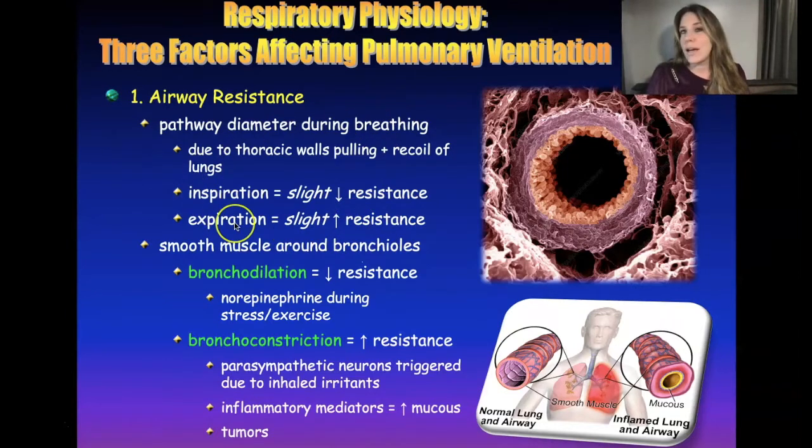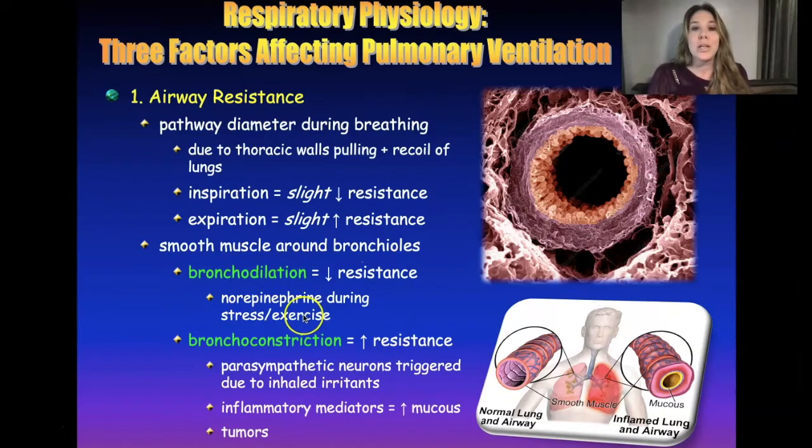Now, in addition to that natural phenomenon that happens from the pulling and recoil during breathing, recall that bronchioles have smooth muscle around them. And that smooth muscle is going to lead to bronchodilation, the expansion of the tubes, or bronchoconstriction, the constriction of the airway openings. So when you have bronchodilation, the lumen is larger, and so there's less resistance. Air can travel faster. When there's bronchoconstriction, that lumen is smaller, and so there's more resistance. Air does not travel through as fast.